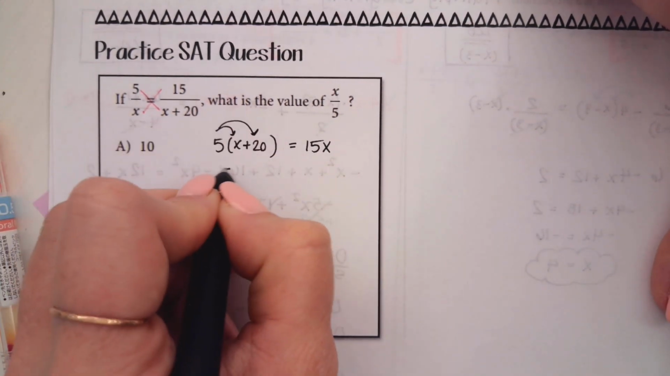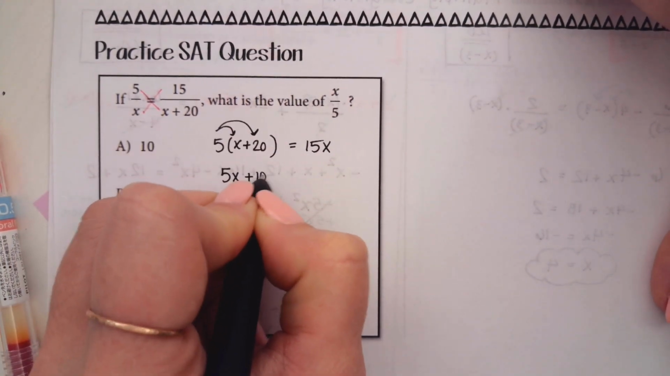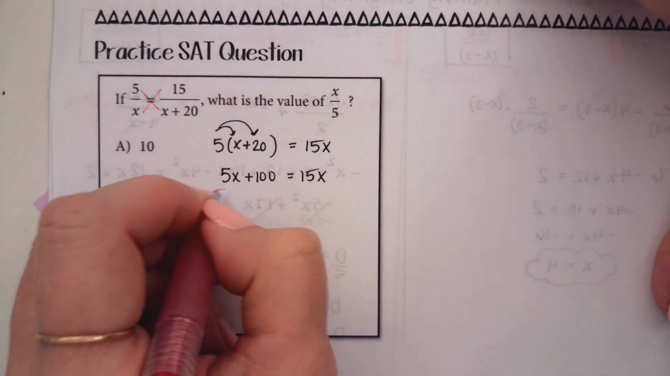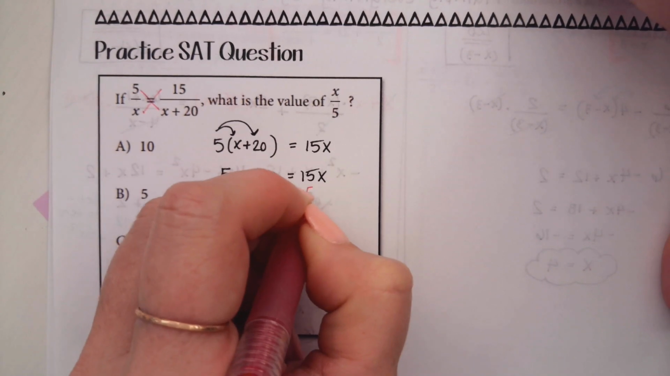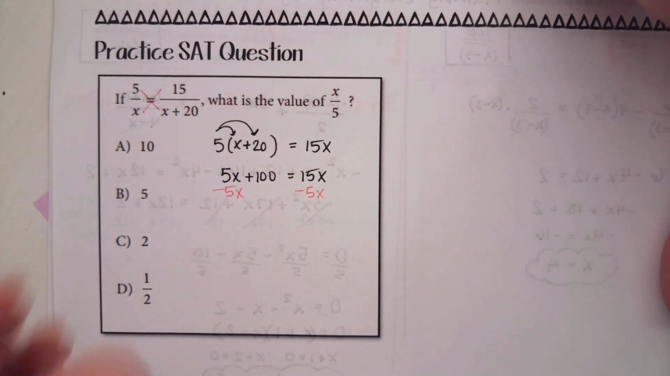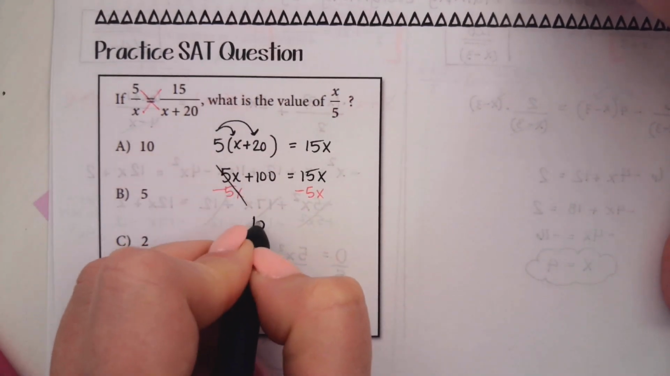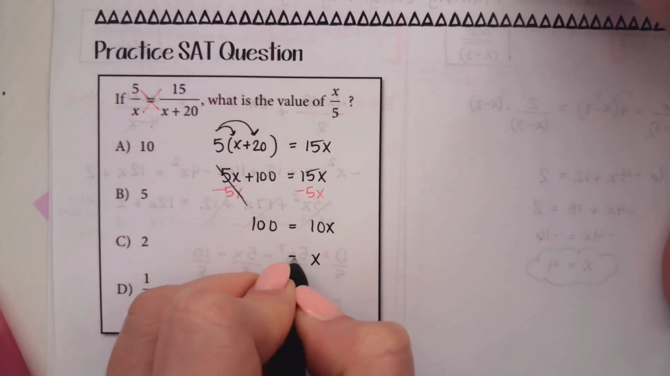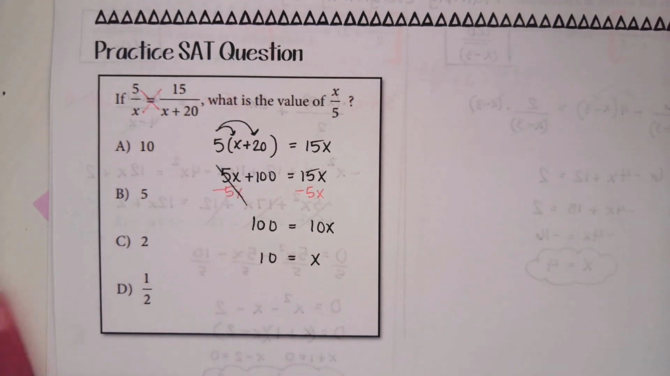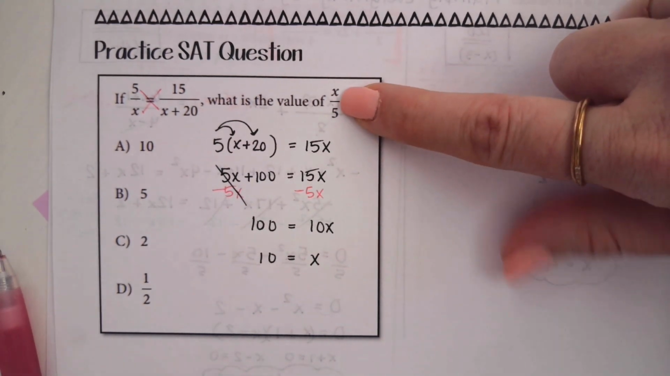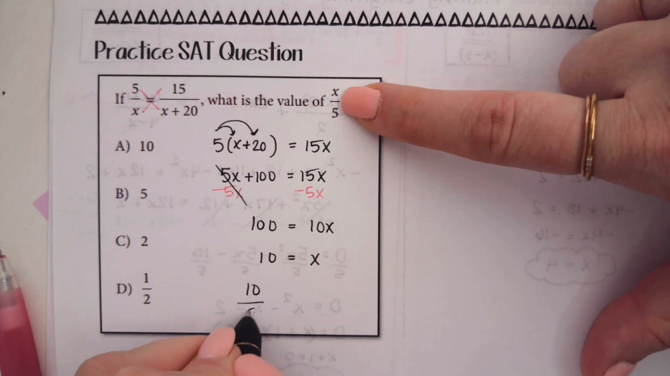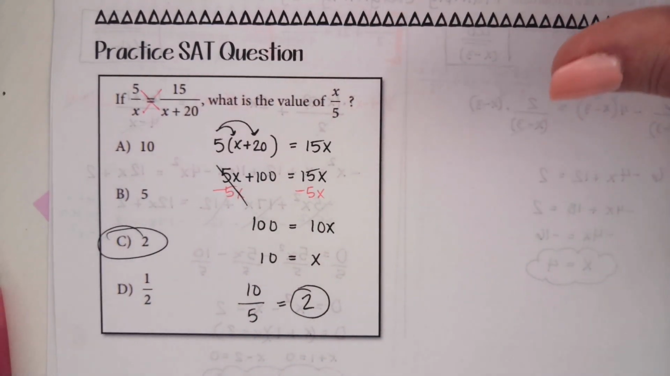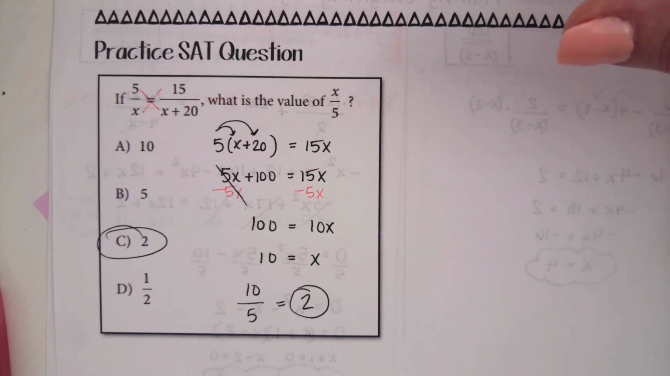So I'll have 5x plus 100 equals 15x. Yes, 100 equals 10x, which means x equals 10. So to answer their question, what is the value of x over 5? It's 10 over 5, which is 2. Yes?